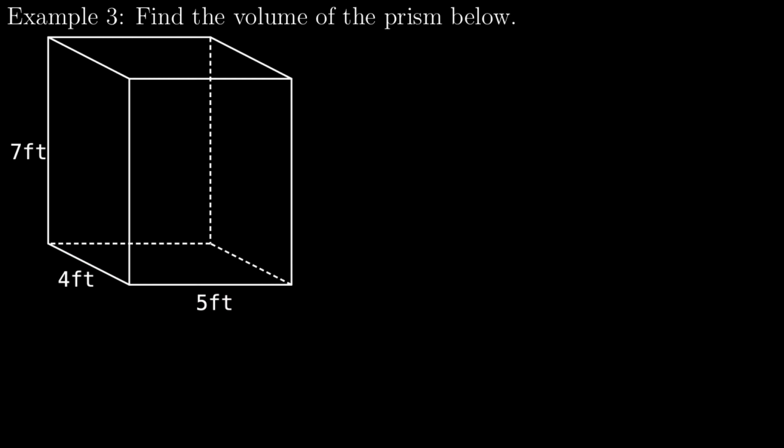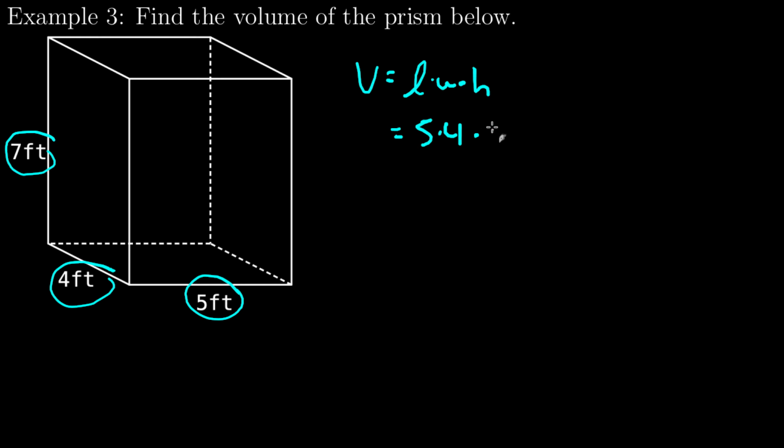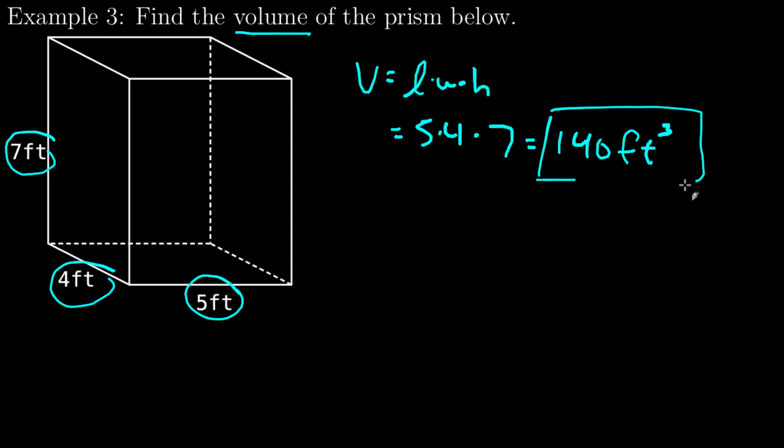All right, another prism. If I recall the prism, I just have length times width times height for a rectangular prism. It's 5 long, 4 wide, 7 tall. So I have 5 times 4 times 7. 5 times 4 is 20. 20 times 7 should be 140. And it is a volume, so I have feet cubed for volume.